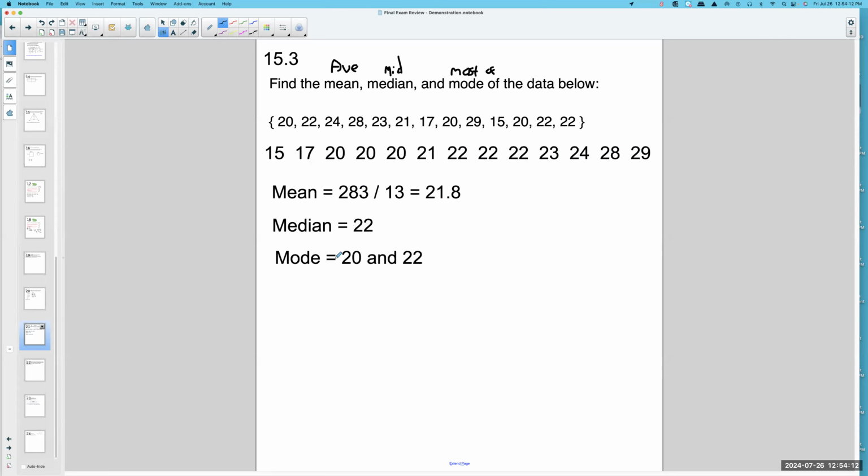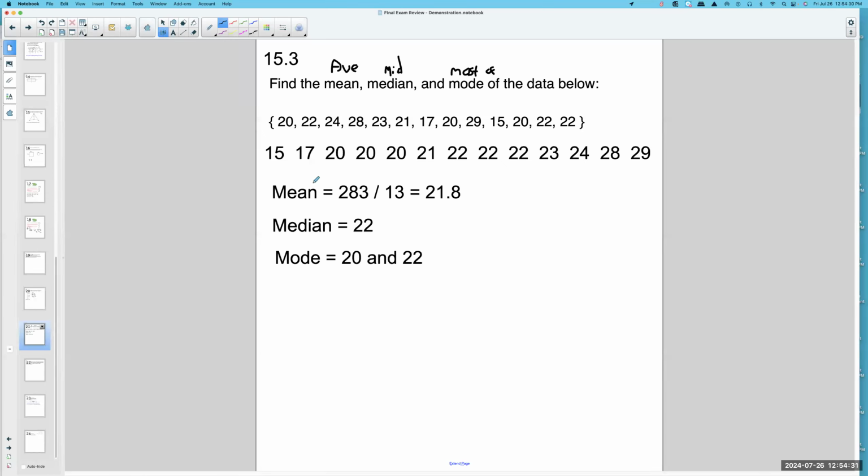I'm going to skip to mode because I'm going to start crossing numbers off here. But I have 3 20s and I have 3 22s. So the mode is 20 and 22 because I have 3 of each of them. You don't add them and divide by 2. You don't do anything like that. You just list them both.